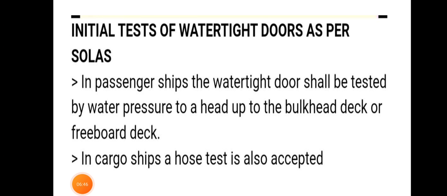Initial test of watertight door as per SOLAS. So, initial test of watertight door means in a passenger ship, watertight doors shall be tested by water pressure to a head up to the bulkhead deck or freeboard deck. In a cargo ship, a hose test is also acceptable.